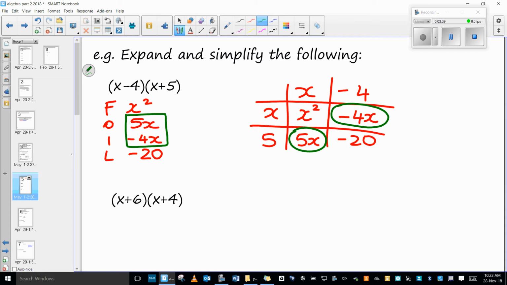So we have to say to ourselves now 5x take away 4x or negative 4x plus 5x. Either way, what's our final answer? James? 1x. 1x squared. No, 1x, not squared, it's just 1x. Alright, so our final answer is going to be x squared plus x minus 20.